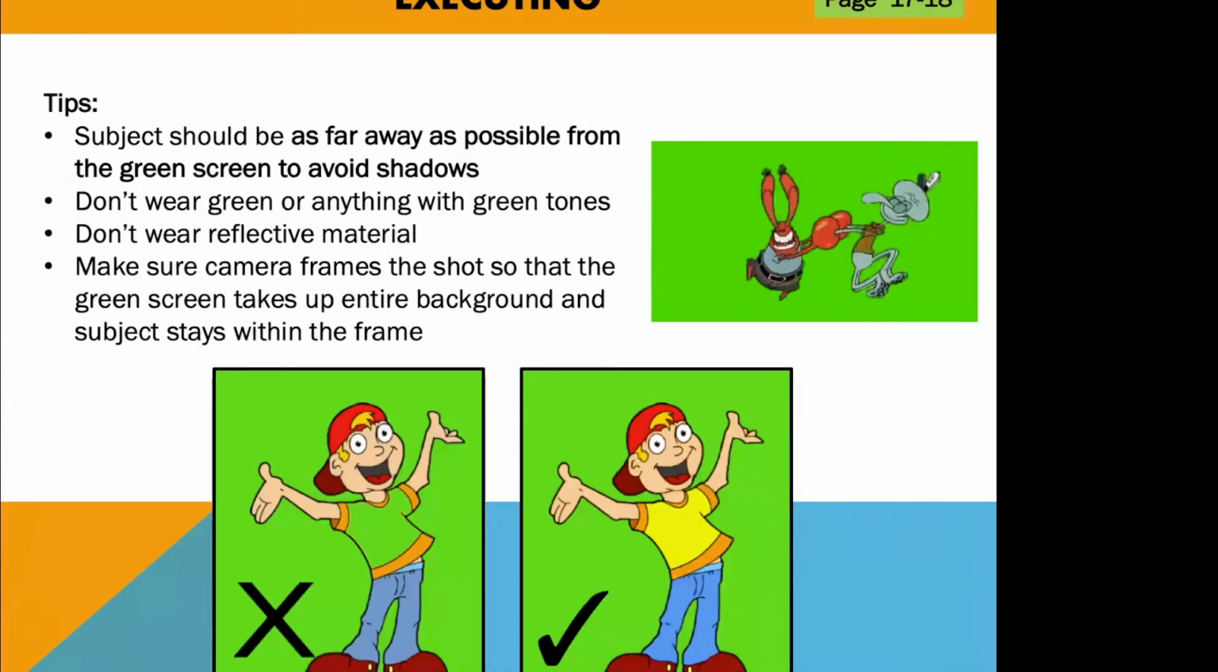You also want to make sure that the camera frames the shot so that the green screen takes up the entire background and the subject that you're filming stays within the frame. So all their limbs, their hands, all their movements that they're making should stay within the green screen. And again, that's just so that when you edit, you're not going to be facing any problems with their hands being outside of the green screen and that background not being green, and thus you not being able to edit it out. Next slide.